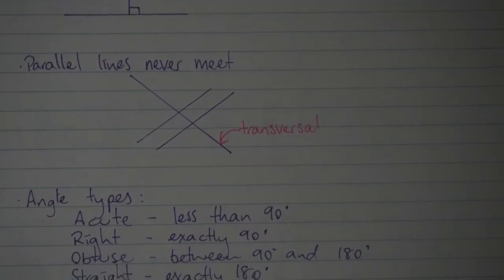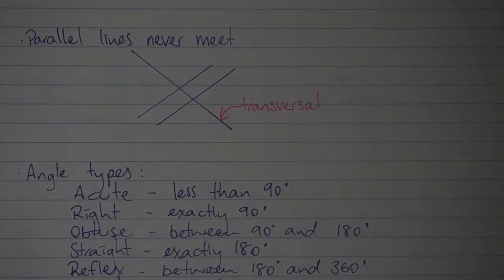Then we have parallel lines. Now, parallel lines, most people understand, are lines that never ever meet, okay? And they also have the exact same distance between them at all points. Now, that's something that is quite straightforward, okay?